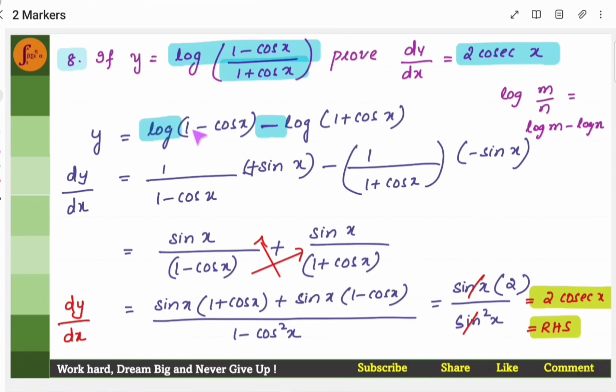First I will solve the log function. The derivative of log x is 1 by x. So instead of x I have 1 minus cos x, so I'm putting 1 minus cos x here. And then I'm finding the derivative of cos x. What is the derivative of cos x? Minus sin x. Similarly here also. Now I will cross multiply. Whenever you have functions with divisions, just cross multiply. And then you apply the trigonometric formula. What is 1 minus cos square x? It is sin square x. When you simplify this, you're going to get 2 sin x. So ultimately the answer is going to be 2 cosec x.